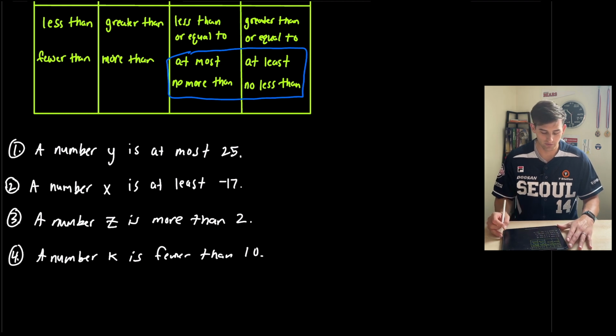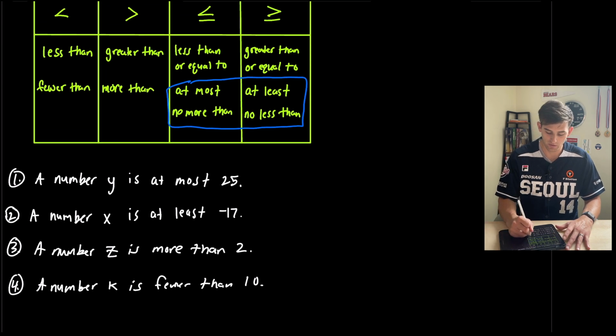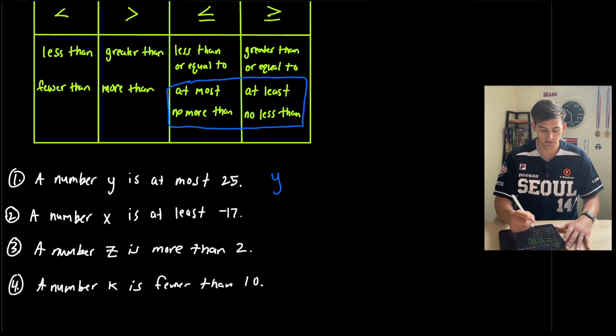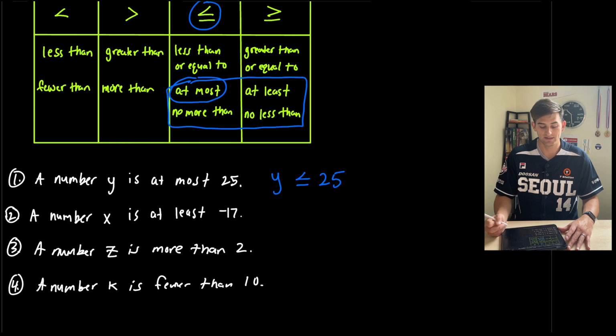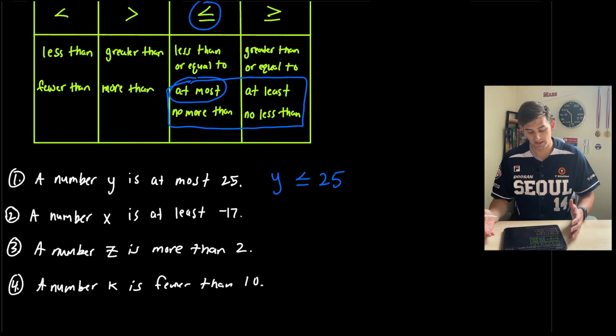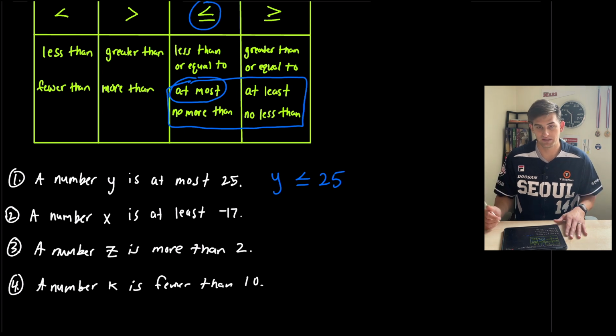So number one says a number y is at most 25. Okay, so our variable is y, and at most we could find right here, and we know that it is the less than or equal to sign. So y is less than or equal to 25. So a number y is at most 25. So if you think about a number that would make sense, how about 20? Right? Is 20 at most 25? Yeah, it's less than or equal to 25. We want nothing more than 25.